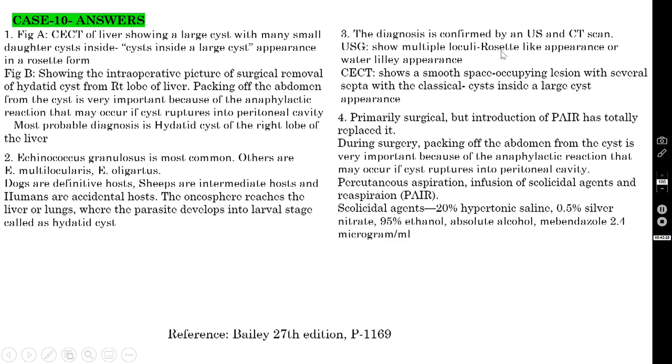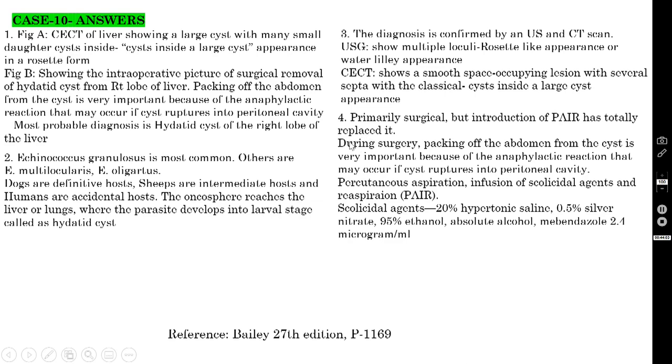Diagnosis: you can confirm by an ultrasound or CT scan. Ultrasound shows multiple loculi, that is a rosette-like appearance or water lily appearance. Whereas CT shows a smooth space-occupying lesion with several septae with a classical cyst inside a large cyst appearance. How will you treat this case? Primarily, this is surgical treatment, but the introduction of PAR has totally replaced it.